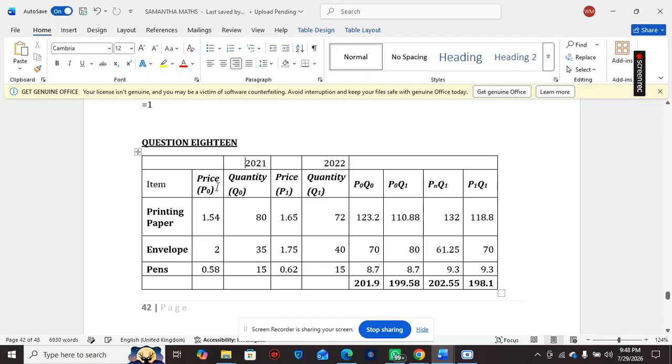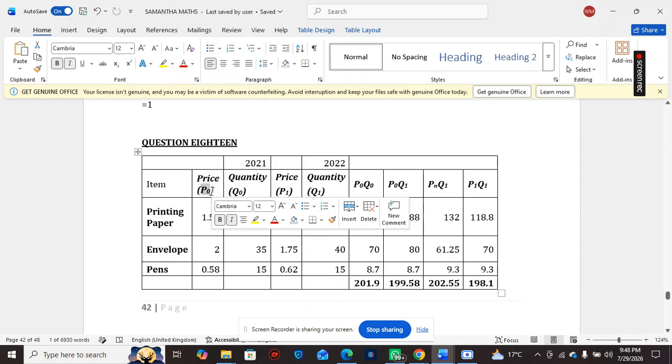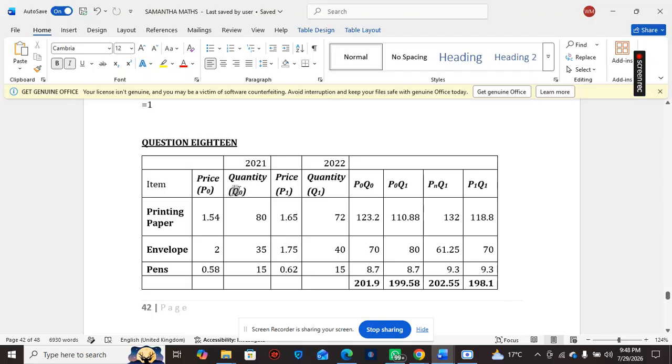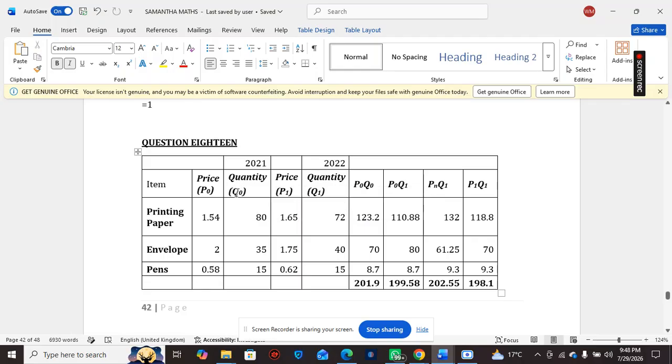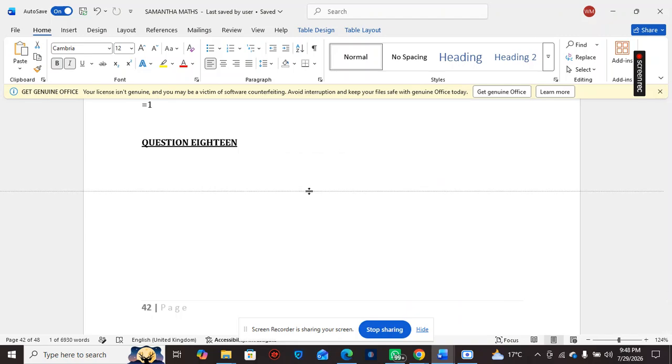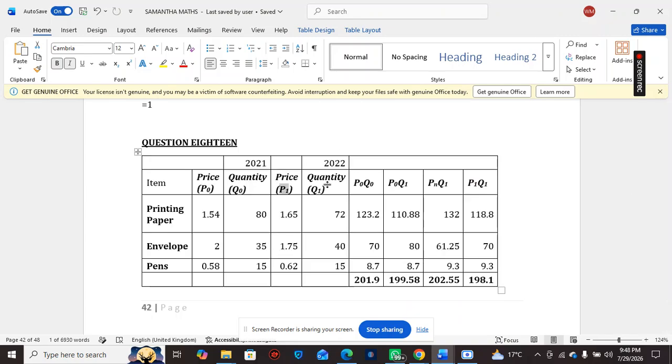2021 is our base year. Have you seen how we've labeled the price? P0. P0 means price for the base year. Quantity. Have you seen the quantity for the base year? We've used Q0. This means this is the quantity for the base year, which is 2021. Then 2022, we're going to label it: the prices for 2022 are P1, and the quantities for 2022 are labeled as Q1.